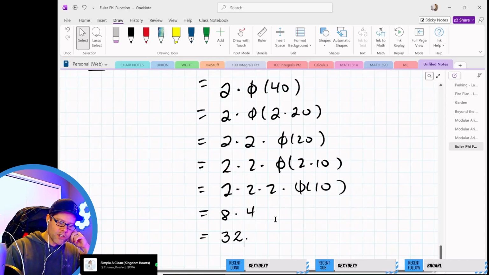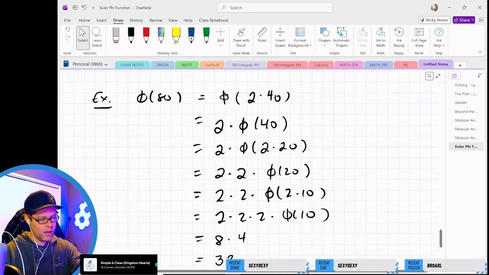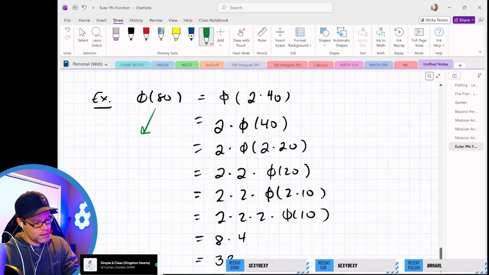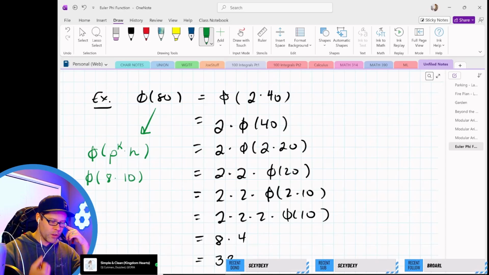So this is interesting too, because this now gives us a general strategy for pulling out primes. In fact, up here when we started with 80, we could have just said, let's rewrite this as p to the k times n, where I know p to the k divides n. So I could have rewritten this as 8 times 10, right? And I know that each of those factors of 2 I can pull out.